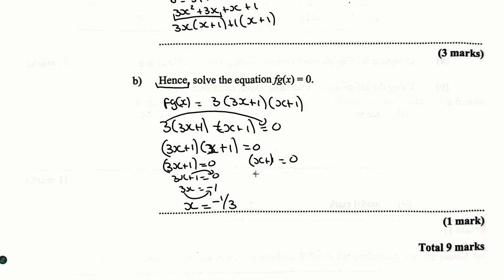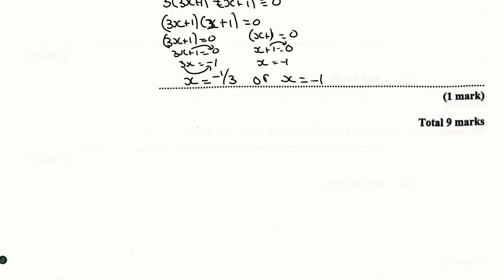Or if x plus 1 is equal to 0, carry across plus 1. So x would be negative 1. So my two answers would be x is minus a third or x is equal to negative 1. And that is how you would do this question, part 3, part B, and that is the end of May-June 2025, number 4.